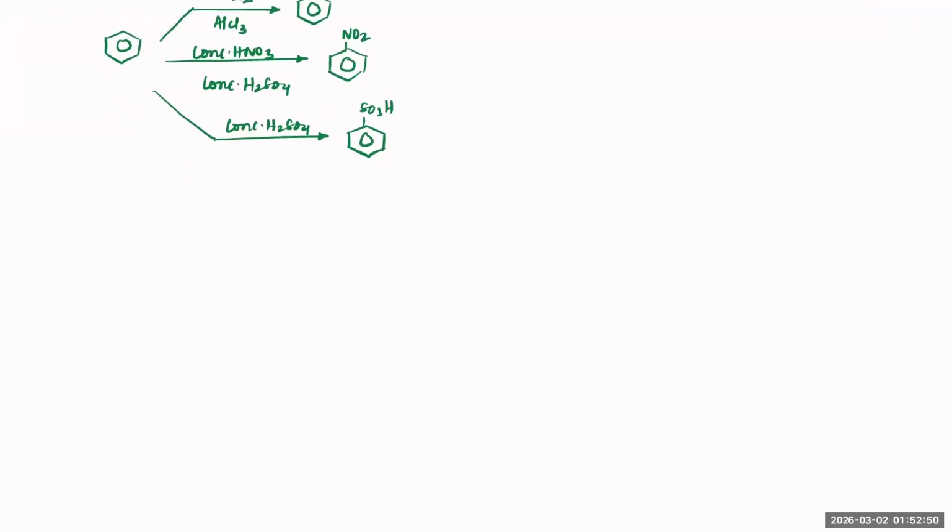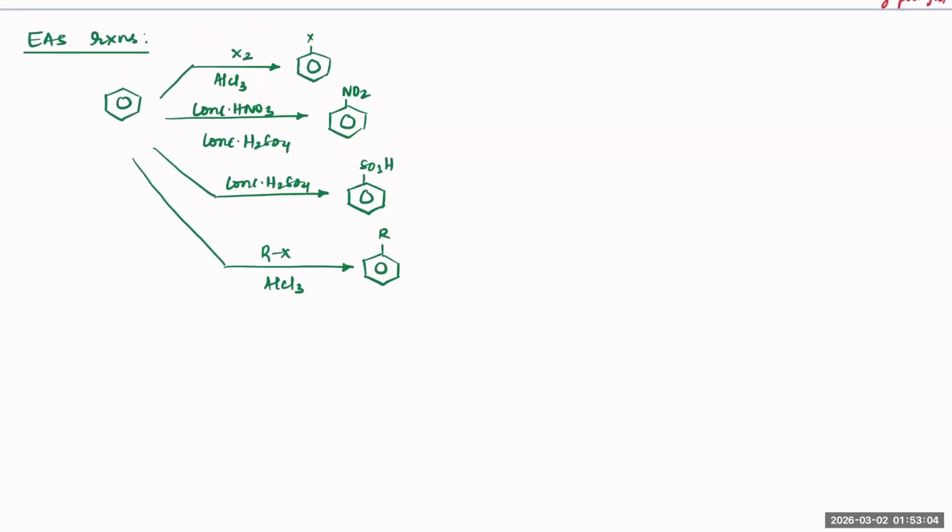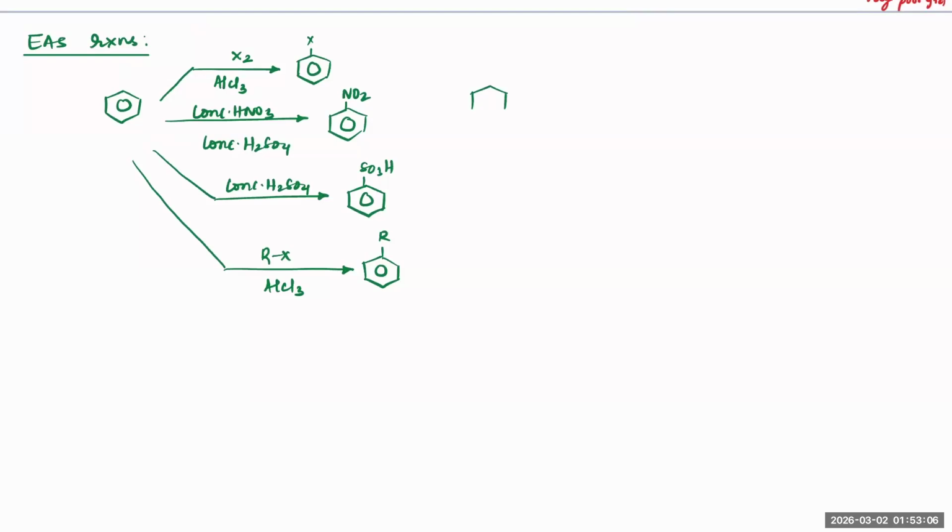So we'll get this as SO3H. And then we discussed RX in the presence of AlCl3 or any other Lewis acid. We would end up getting this R group here. And the last reaction which we learned on a similar line was RC double bond OX in the presence of AlCl3, which will give us C double bond OR. This reaction is called Friedel-Crafts alkylation, and this is Friedel-Crafts acylation.